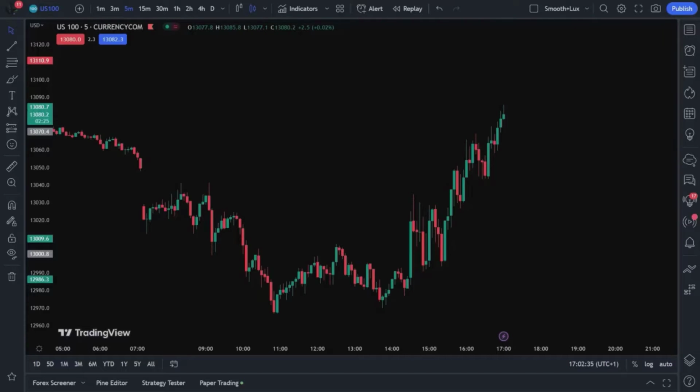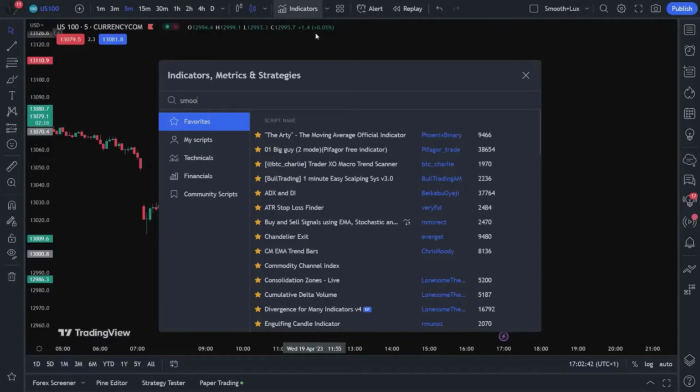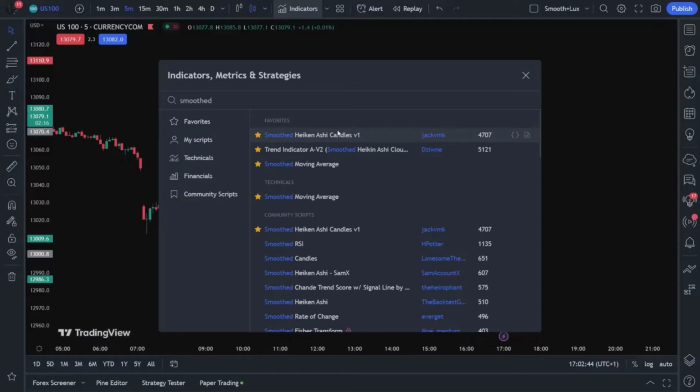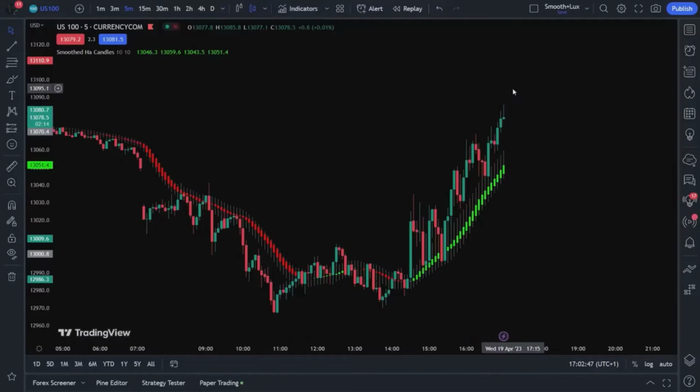Okay, so let's get started with the setup. First, we want to head over to Indicators in TradingView. Type in Smoothed Heiken Ashy Candles. Let's choose this one, created by Jack VMK.